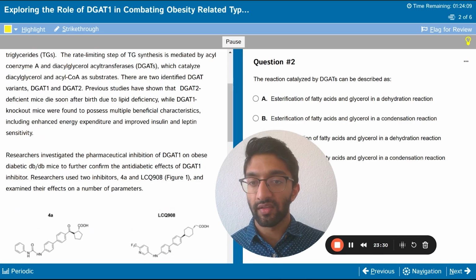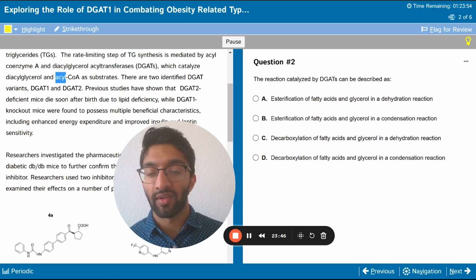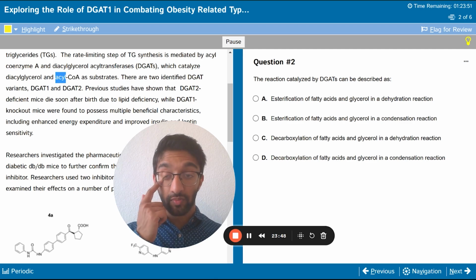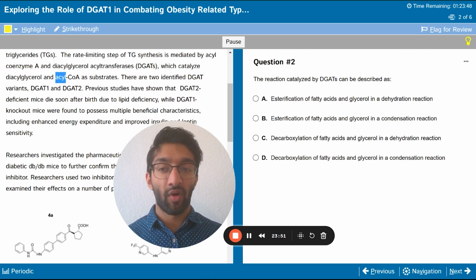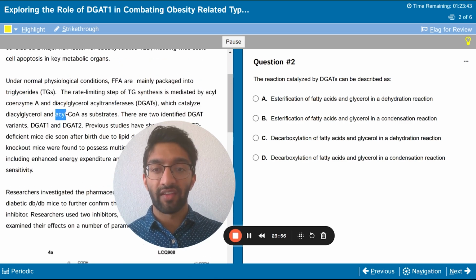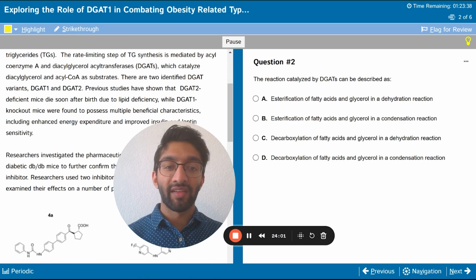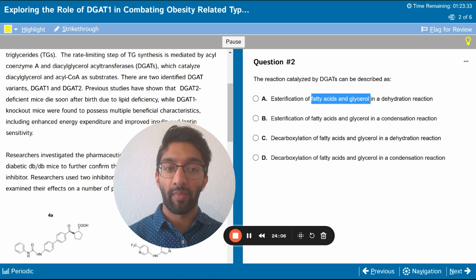passage, we notice that DGAT1 is catalyzing this reaction between fatty acids and glycerol, right? Diacylglycerol is involved in it, and acyl-CoA. Acyl is another word for fatty acid group. It's not super obvious if you didn't know that beforehand, but one thing you can already assume is that fatty acids are involved in this, and secondly, that glycerol is coming from here, right? And even if you didn't know, it's in the question. So we have to sort of work within these parameters.